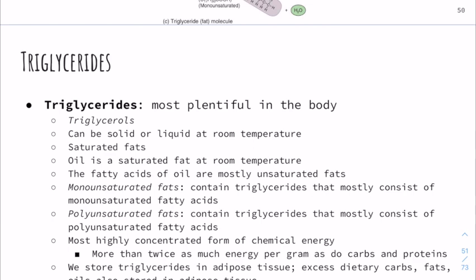The most highly concentrated form of chemical energy is triglycerides. So we get more than twice as much energy per gram as we do from carbohydrates and proteins. We store our triglycerides in fat, adipose tissue, and excess dietary carbs, fats, and oils are also stored in adipose tissue.